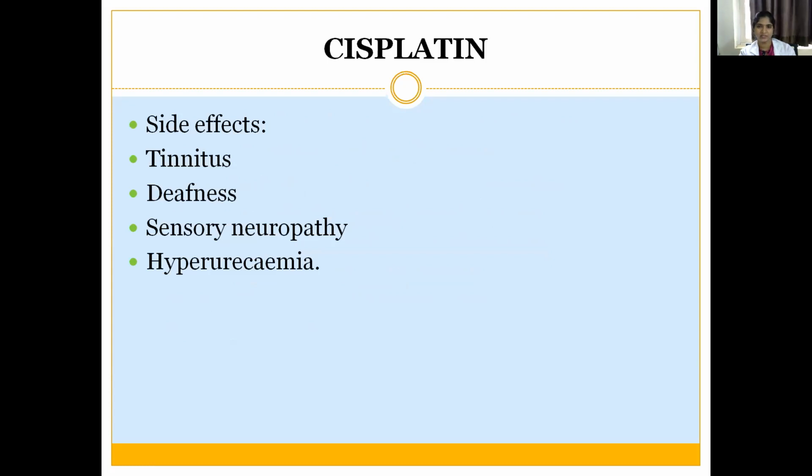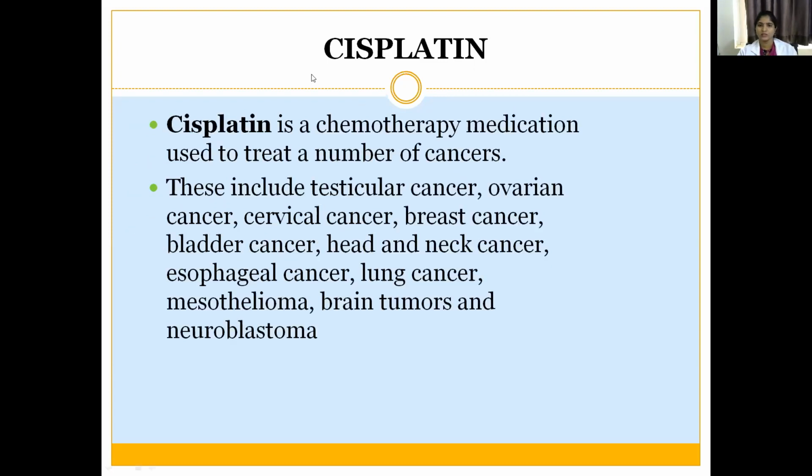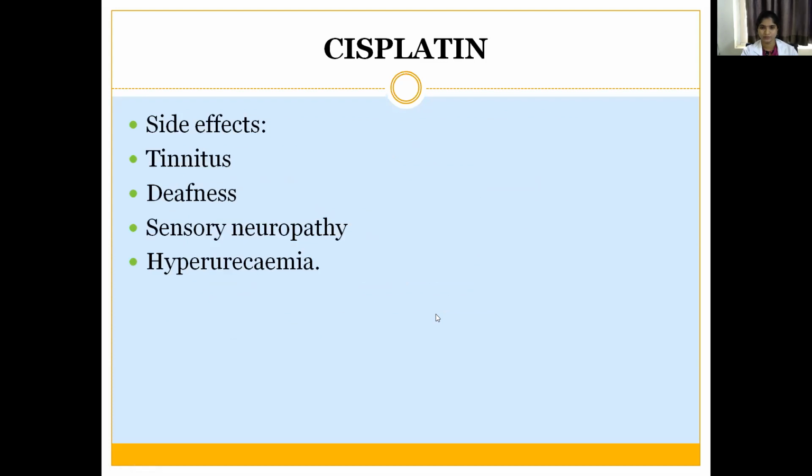And what are the side effects caused by cisplatin? It causes tinnitus, deafness, sensory neuropathy, and hyperuricemia. It is used mostly in all cancers, such as breast cancer, lung cancer, testicular cancer, ovarian and cervical cancers, and also in brain tumors. It causes milder side effects like nausea and vomiting, and the severe side effects are tinnitus, deafness, sensory neuropathy, and hyperuricemia.